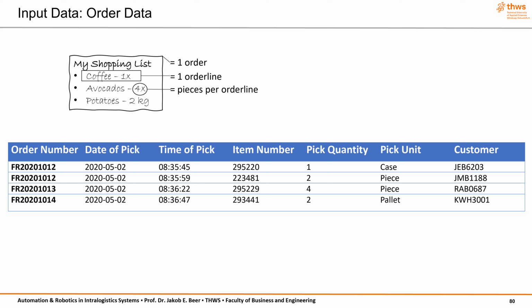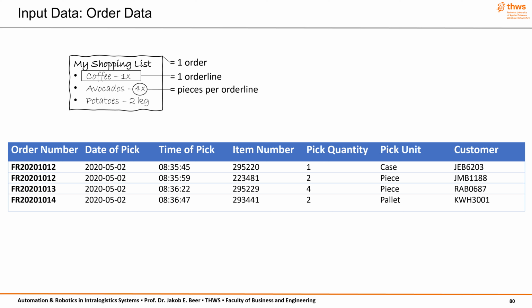This illustrates how order data breaks down. 1 order equals 1 complete purchase transaction. 1 order line equals 1 item in the shopping list. Quantity equals how many pieces or units of that item were picked. Why is this distinction so important? Because it affects every single element of warehouse planning. This is one aspect of system design we will discuss in great detail.